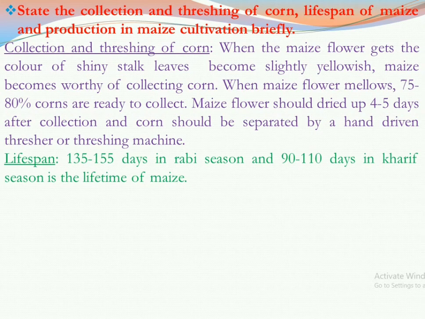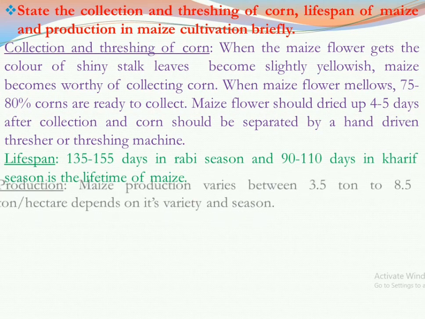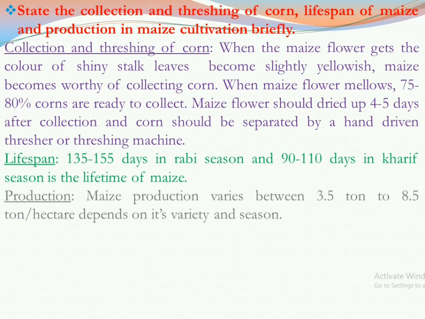Last but not least, we should know how much production we can have from maize cultivation. Maize production varies between 3.5 to 8.5 ton per hectare, depending on its variety and seeds. So it depends on variety and seeds, and also the type of soil. But the range is 3.5 to 8.5 ton per hectare.